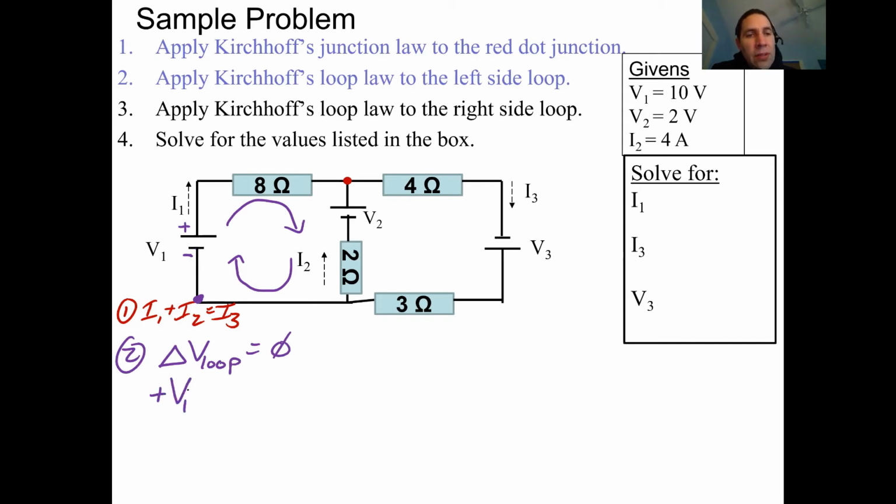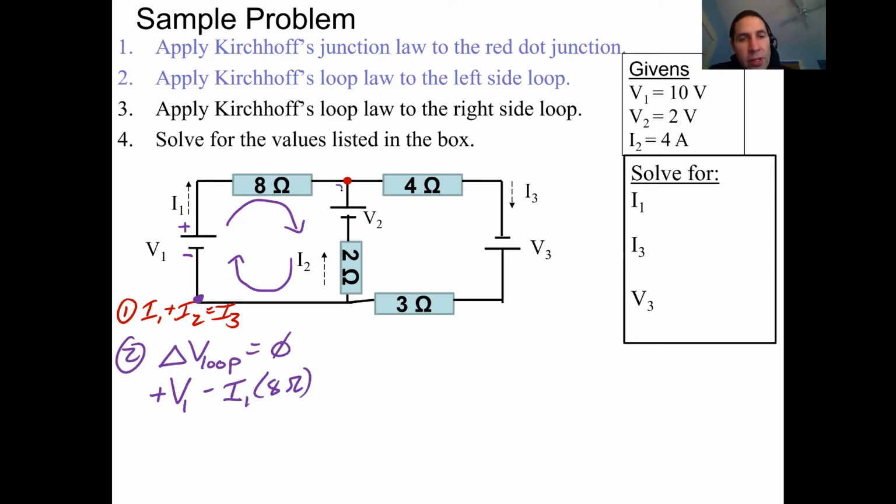As I keep going around the circuit in a clockwise fashion like I've chosen to do, I have I1 defined as going from left to right, and I have this 8 ohm resistor. I'm moving in the same direction as the current as it travels through the resistor. So that is a voltage drop by convention. That would be a minus I1 times the 8 ohms.